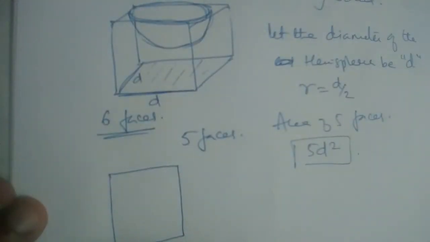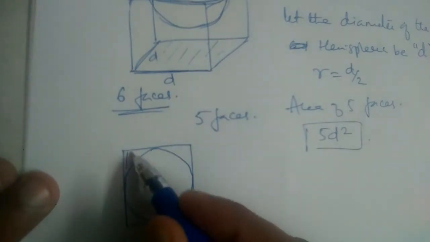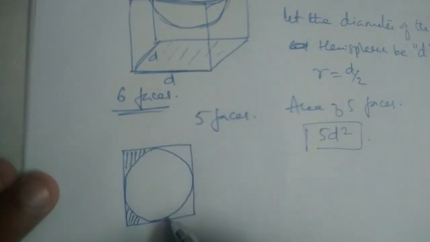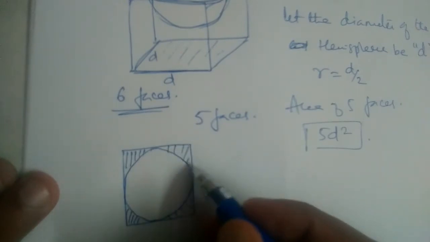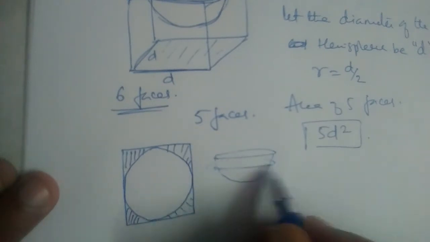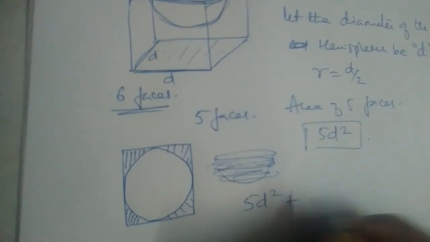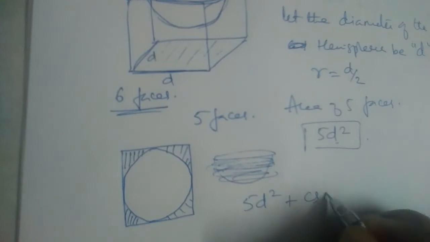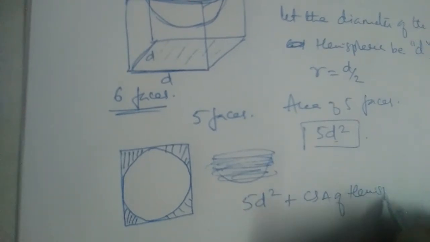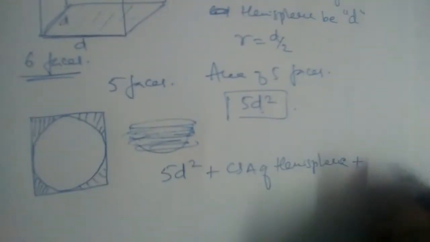Plus we'll also have, see, if you see this solid from the top, it will look like this, the top face, and this is the hemisphere cut out, right? We need to find this area also now, as well as the curved surface area of the hemisphere, we should add it. That is 5d square, which we got from here, plus curved surface area of hemisphere, plus let us take this as shaded region area.